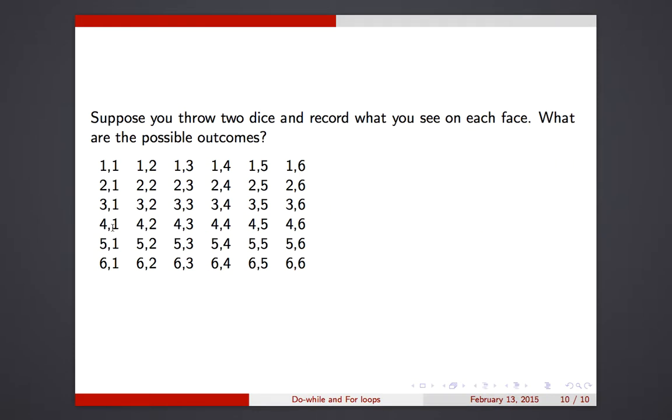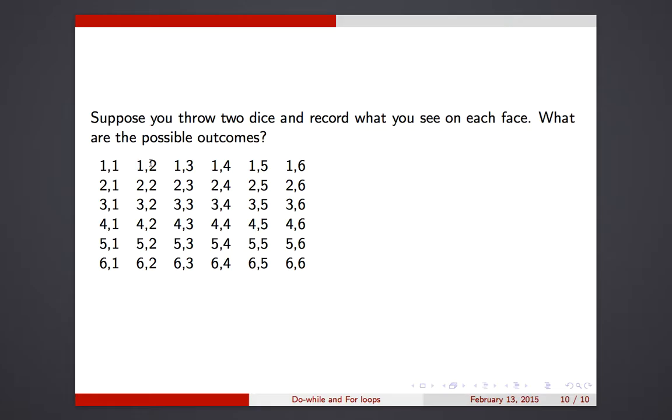So let me close with a non-trivial example. We talked about nested loops last time. So let me show you how you can nest for loops in a really nice way to draw out tables like this. Okay, so imagine throwing 2 dice and just recording what you see. What could you possibly see? You could see a 1 on the first die and a 1 on the second die.